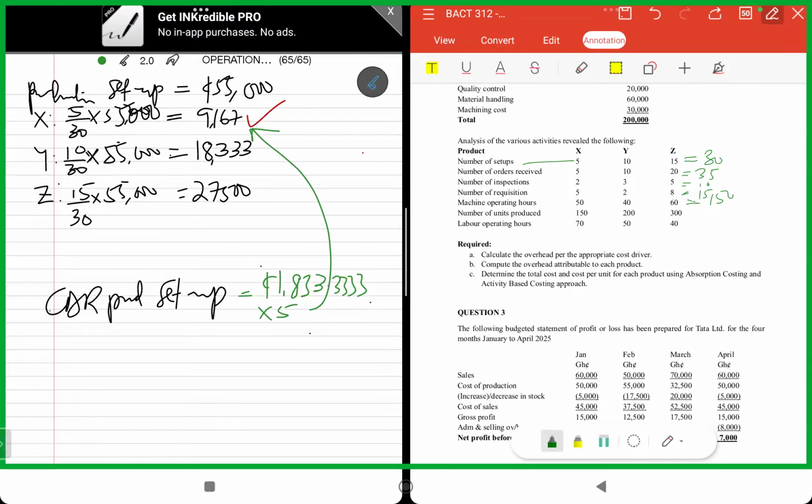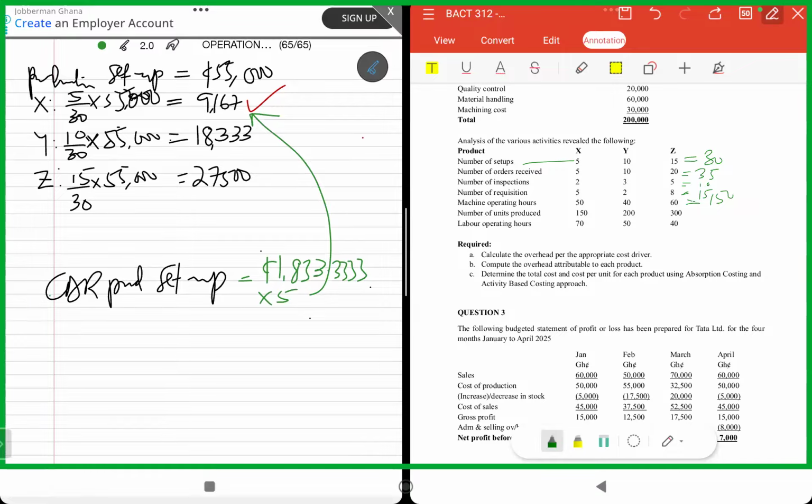Yeah. What I'm trying to say is that when you do the CDR, we are solving it for 1. Then we come and multiply by X number of units, and you get the X. Are you getting it? We come and multiply by the number of setups for X, which is 5. So that CDR times 5 will give us the 9167.